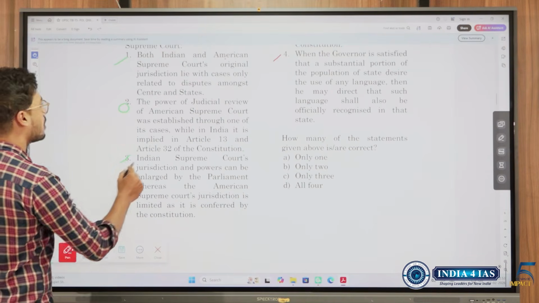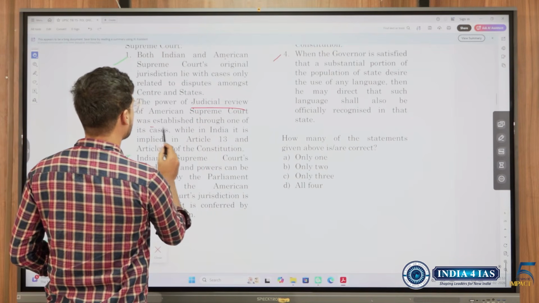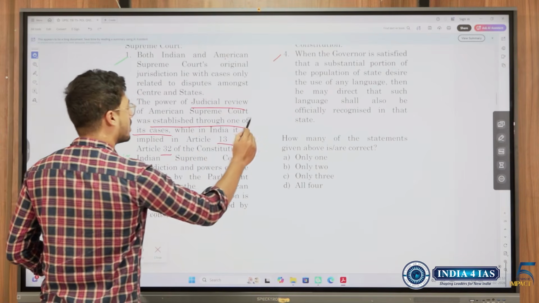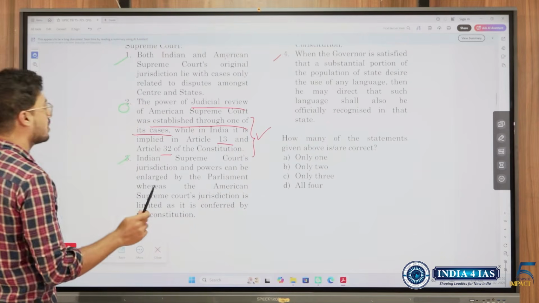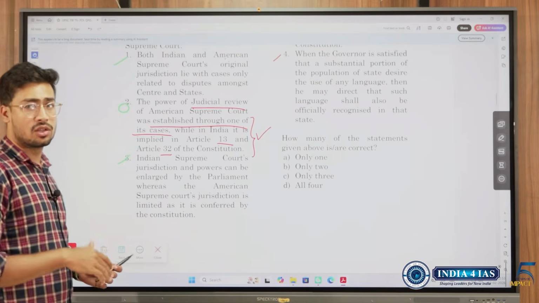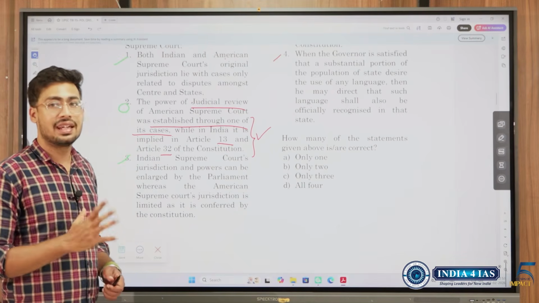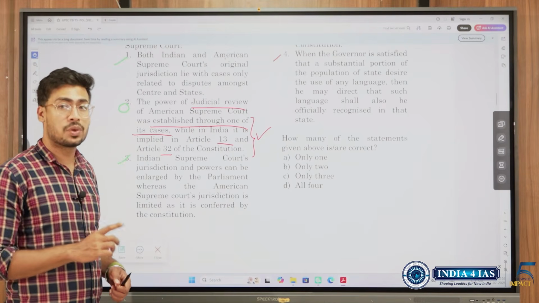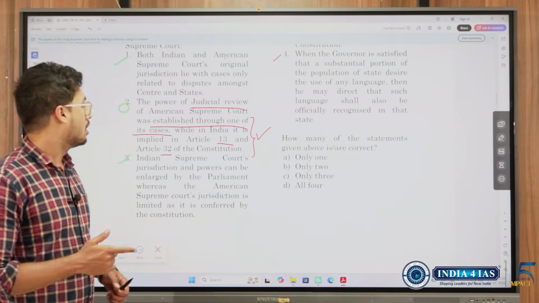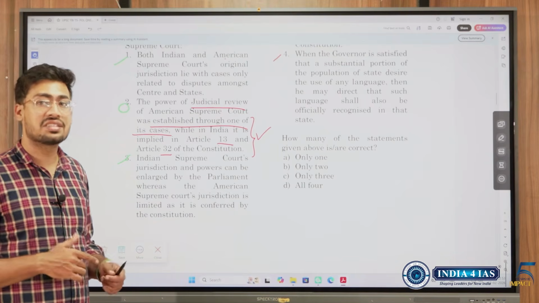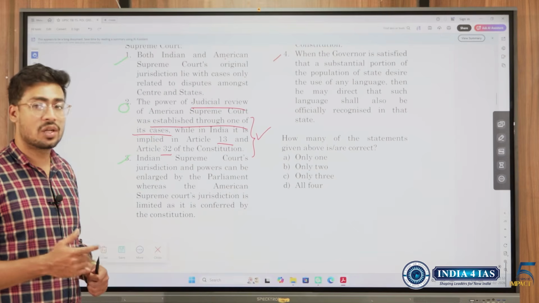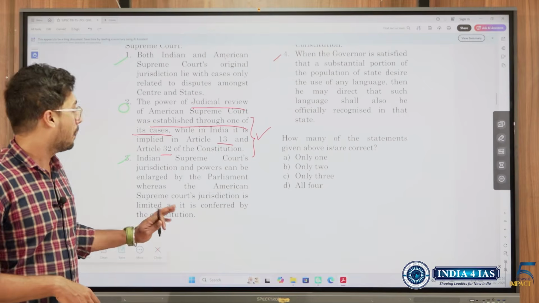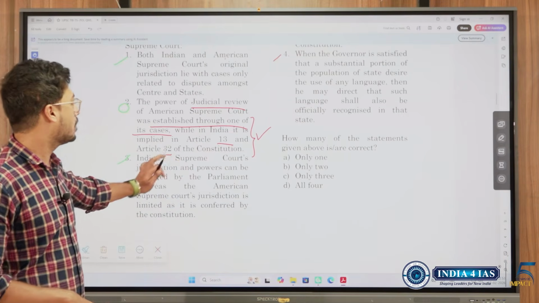Again, the power of judicial review of the American Supreme Court was established through one of its cases, while in India it is implied under Article 13 and Article 32. This is correct, but now you should know that in America, judicial review came through one of its Supreme Court cases. I'm not able to recall the name. But in India, it was not through a case. It has been implicitly picked up from Article 13 and 32 of the Constitution.